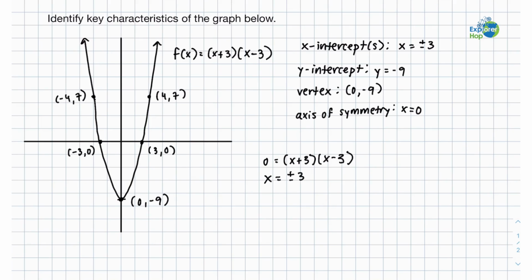To find the y-intercept, we would sub in f of 0 to find what y is, and that would give us negative 9. That checks out.